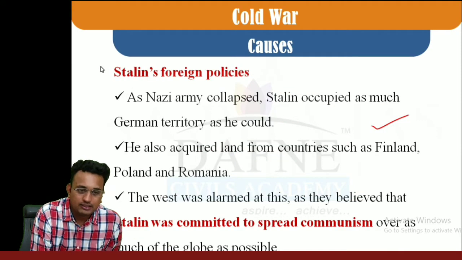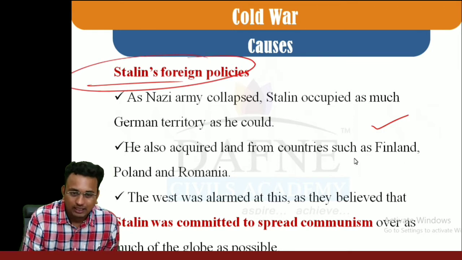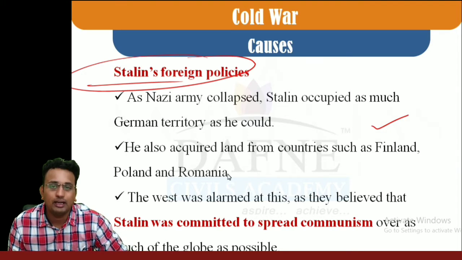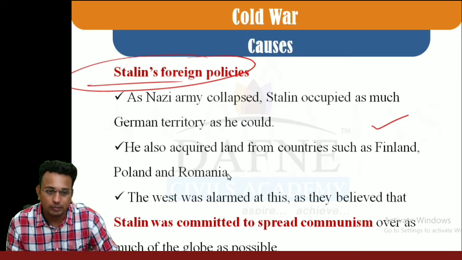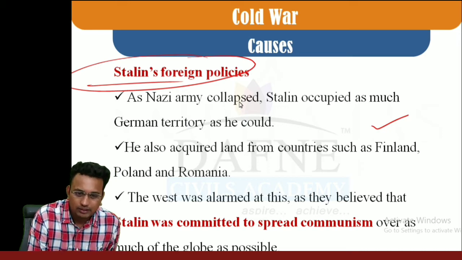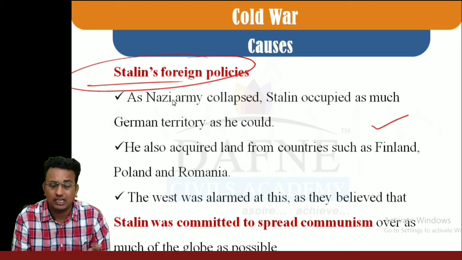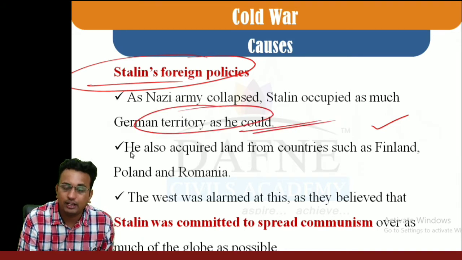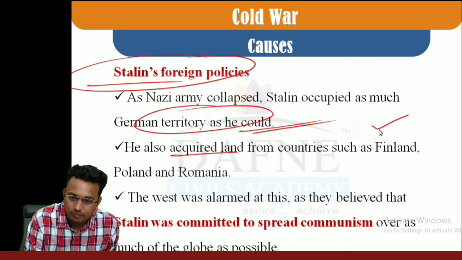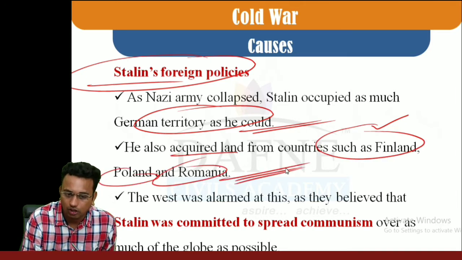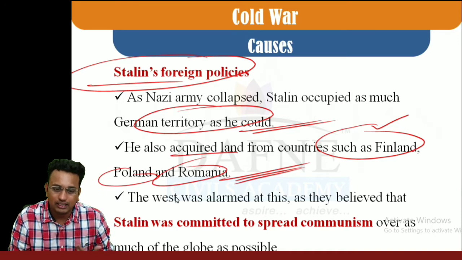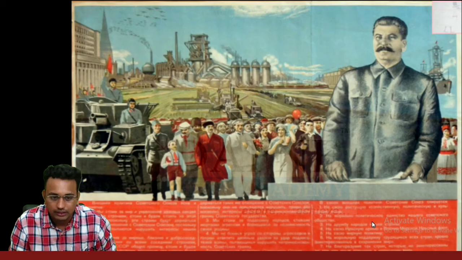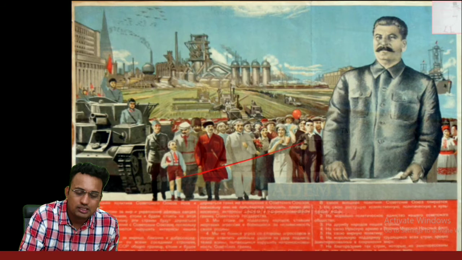The next reason, after ideology, is Stalin's foreign policy. As I said, there are three views: the traditional view, then the revisionist view where the US is blamed and held responsible, and the third, the modernist view, that both are to be blamed. Stalin's foreign policy, definitely yes. After Germany collapsed and was disarmed, he occupied as much German territory as possible and also the entire East European nations. He acquired land from countries like Finland, Poland, Romania and all. So the West started believing that Stalin's main aim in occupying these territories was to spread communism.